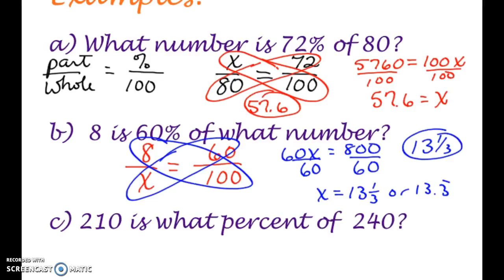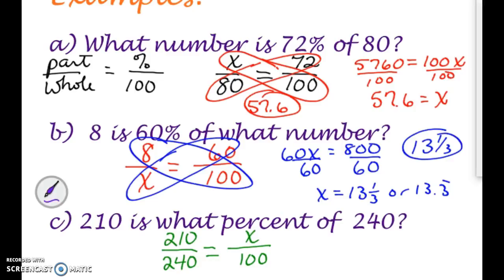Okay, and then one more of these. If you're able to try this on your own, that would be great. Okay, 210 is what percent of 240? So I'm going to set it up again. 210 is my part. Is what percent? I don't know the percent, so x out of 100. Of 240, so 240 is going to be my denominator. So 210 out of 240 equals x over 100. Again, just for consistency's sake this time, let's solve it by cross multiplying.